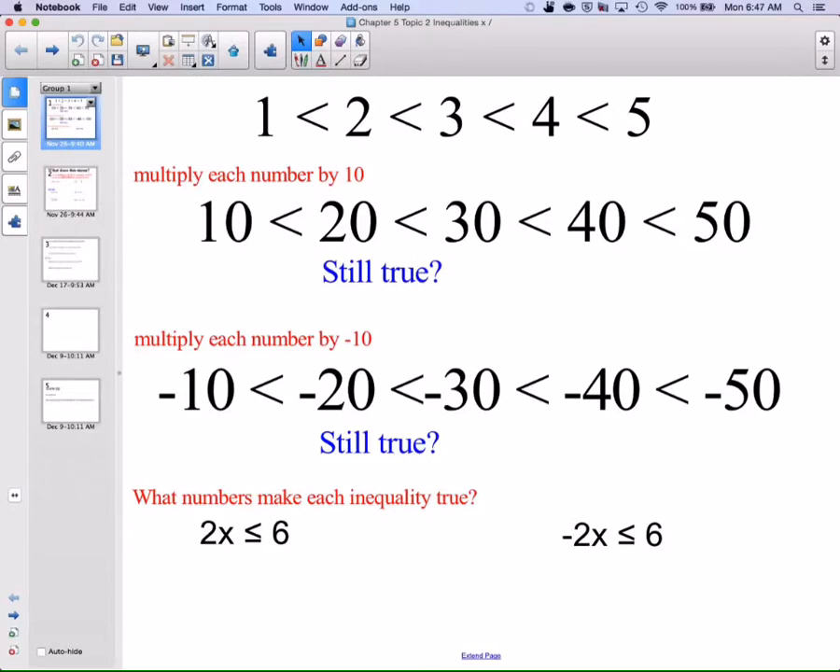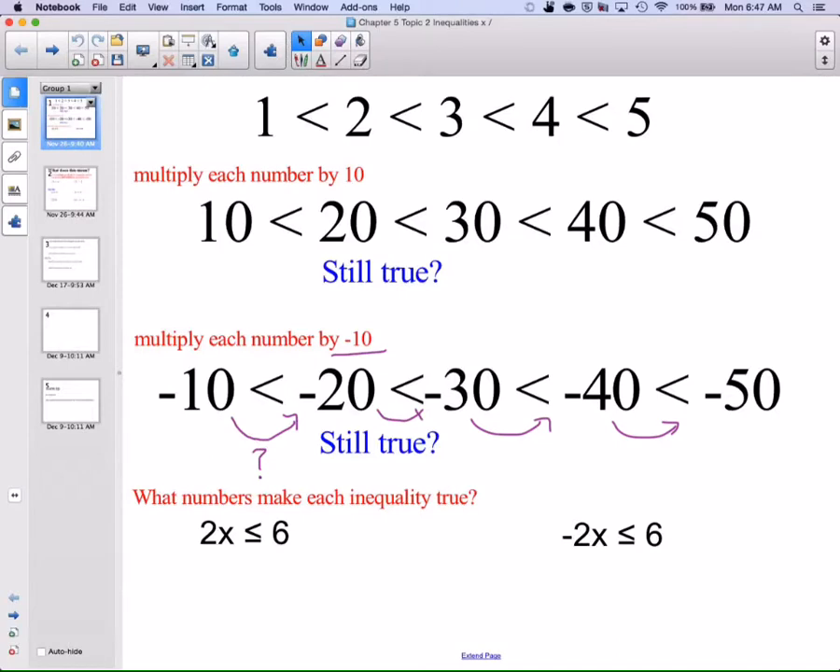So we get 10, 20, 30, 40, 50. Now this still seems to be true. Now let's actually try to multiply it by negative 10. So looking at the first two pieces, it says negative 10 is less than negative 20. Well, that's not true anymore. So we know that negative 20, the bigger the negative number, the less it is. So it doesn't seem to be true for any of these.